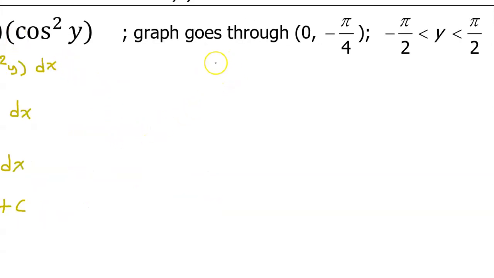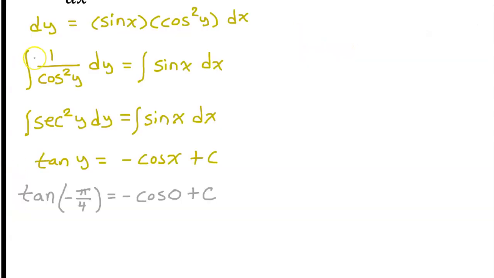We are looking for the particular solution that satisfies this initial condition. So let's use this fact to find c. When x is 0, y is negative pi over 4. So here I've put 0 in for x and negative pi over 4 in for y. But the tangent of negative pi over 4 is negative 1.